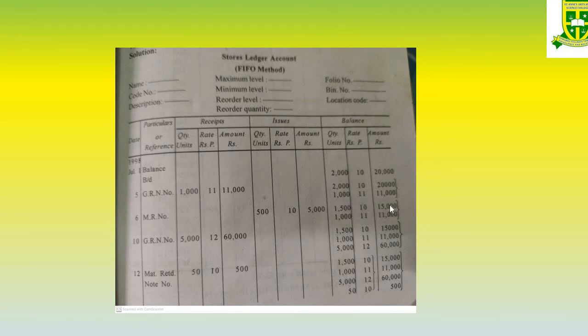1500 into 10, which is 15,000. I have not touched the 1000, so repeat it again: 1000, 11, 11,000. Still I have 2 stocks worth of goods.